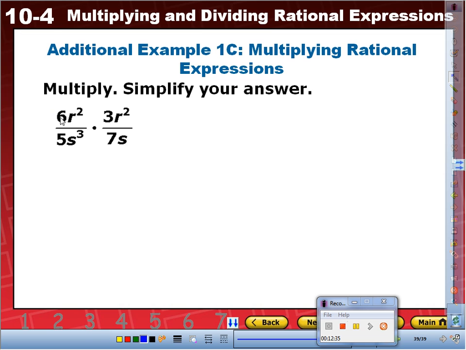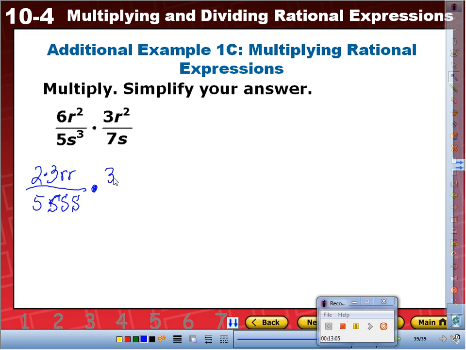So, step 1, we need to simplify each fraction. Look at this fraction. Can we factor the numerator? 2 times 3r over... How about the denominator? 5s and s. Are we there so far? But can we simplify this fraction anymore? No. So I move on to the next one.